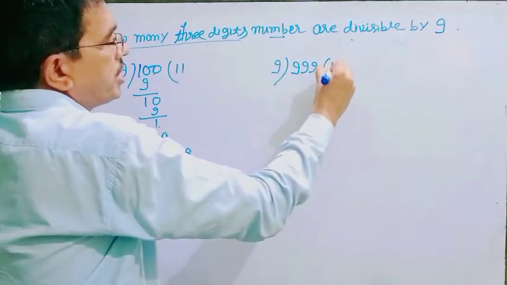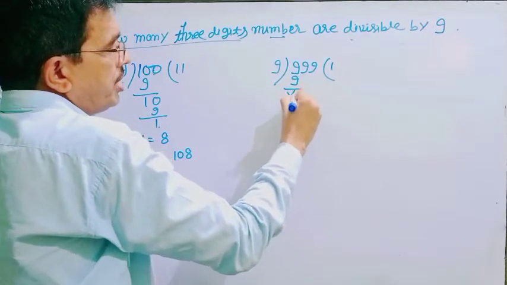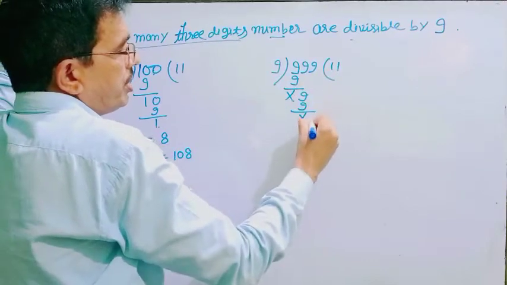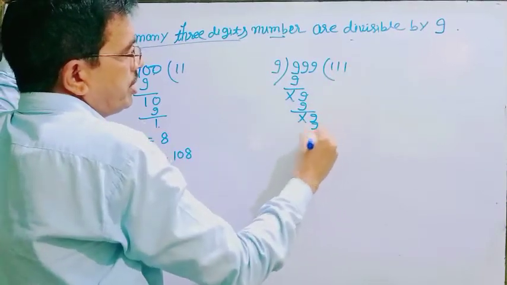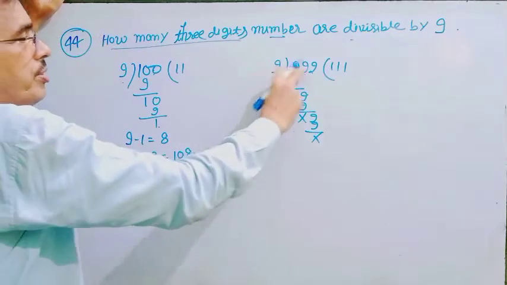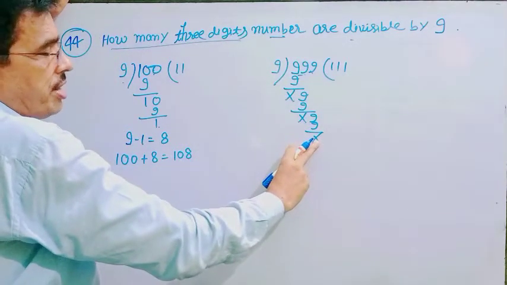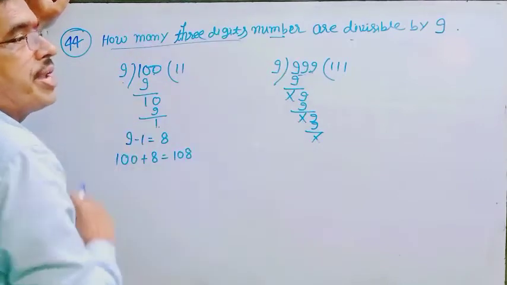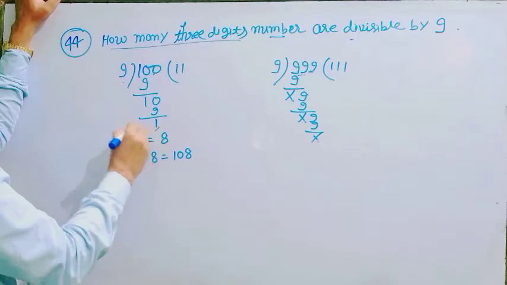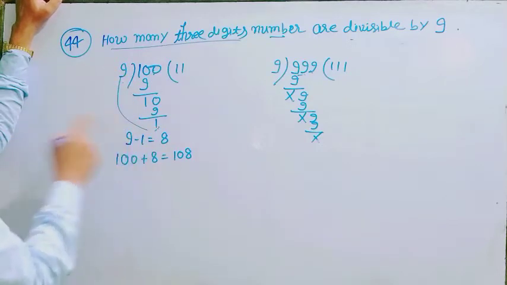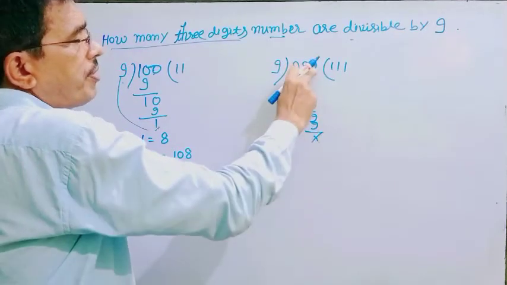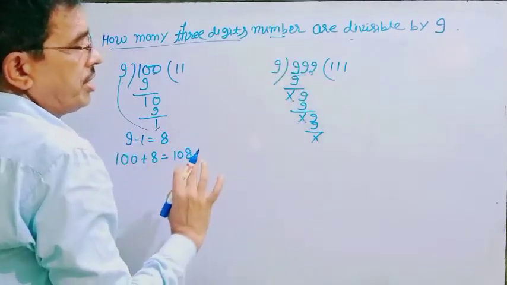Here 9 ones are 9, and again 9 ones are 9. Then it is clear it is divisible by 9. If it is not divisible by 9, then the remainder is subtracted from the dividend. For the smallest number, the remainder is subtracted from the divisor and then added. But for the greatest number, the remainder is subtracted from the dividend only.